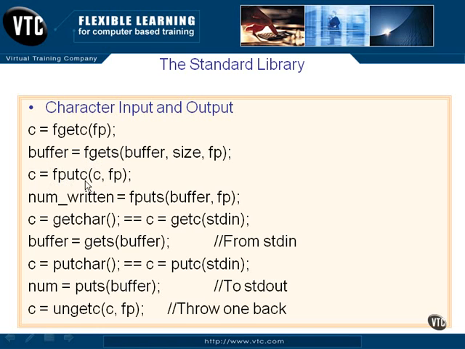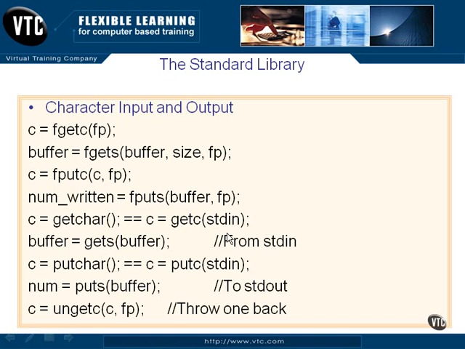fputc does a file put character. It returns us back the character that it writes. We give it the character to write and where to write it, the file pointer to put a character to. fputs takes a string buffer, writes it out to a file pointer, and returns an integer of how many characters it wrote. c equals getchar with no parameters is exactly the same as c equals getc from the standard in. These two are identical. You can use either one you like, or you can use getc on a different file pointer and pick up a character at a time from another file that you've opened.